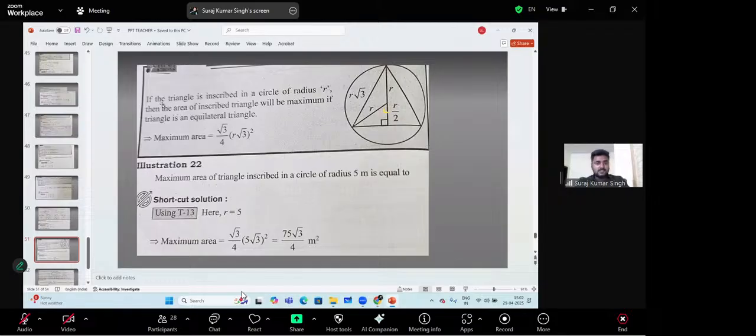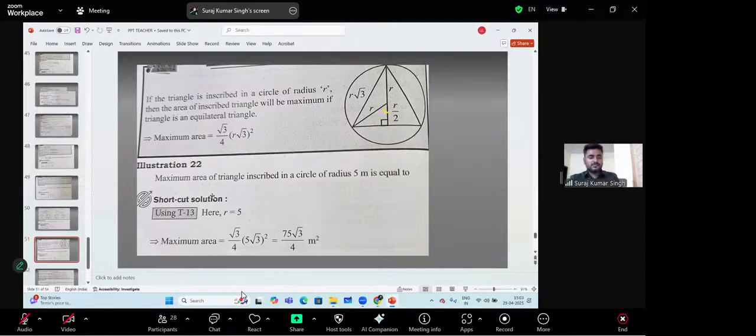The question is, if a triangle is inscribed in a circle of radius r, then the area of the inscribed triangle will be maximum if the triangle is an equilateral triangle. Understand? Once again, here you can see what I am reading. This is the triangle which is inscribed in a circle whose radius r is given, and then the area of the inscribed triangle will be maximum. That value will come root 3 by 4 r into root 3 square. Very easy trick. Only see the question and give the answer.